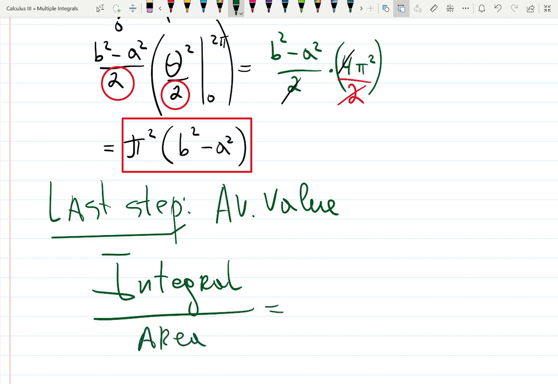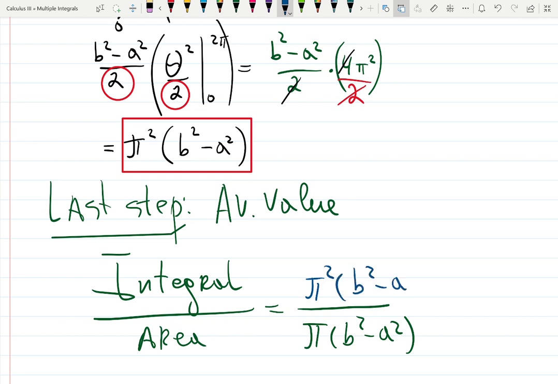And the area will be, so the area actually will be almost the same. Pi times b squared minus a squared. I can tell you how we found it, but the integral is pi squared times b squared minus a squared. This is the area. This is the integral. It cancels out and gives you pi.